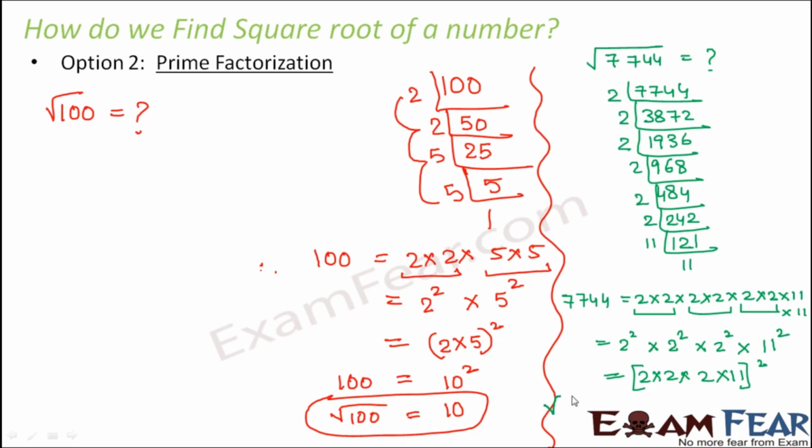So therefore, we can say root over 7744 will be equal to 2 into 2 into 2 into 11, which is equal to 88. So therefore, square root of 7744 is equal to 88. So you see, this is a more convenient method to find out square root of a number.